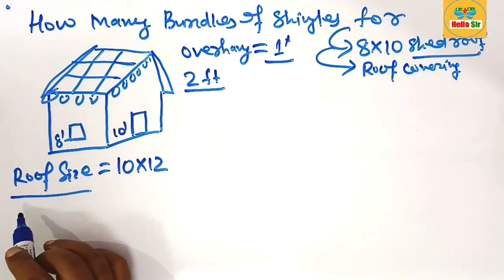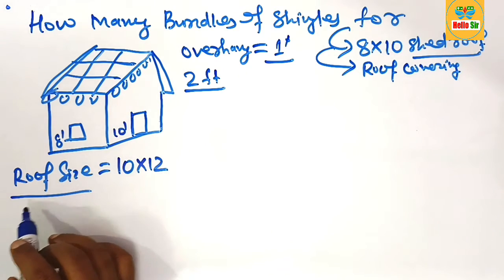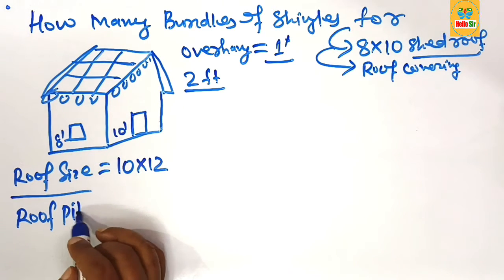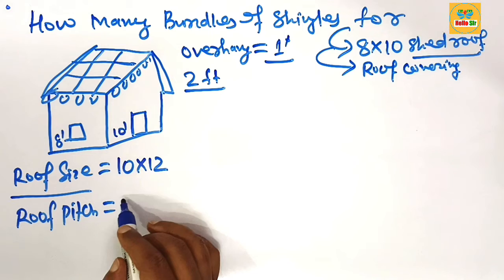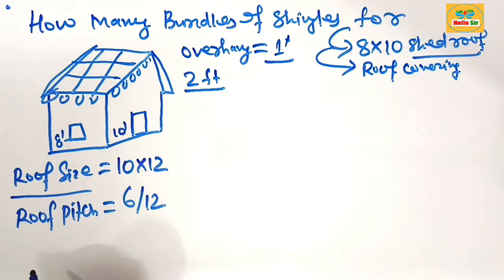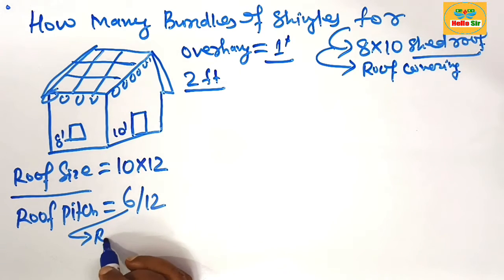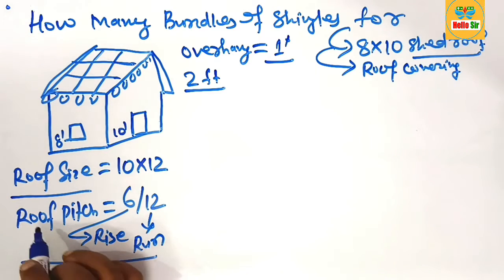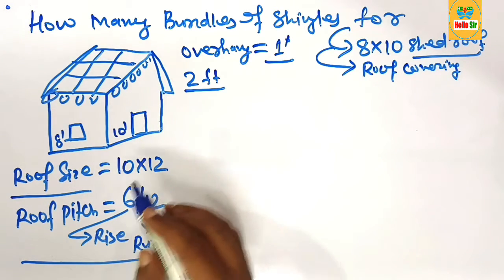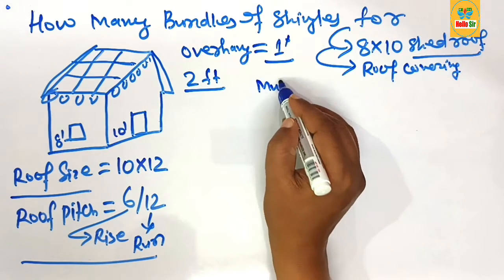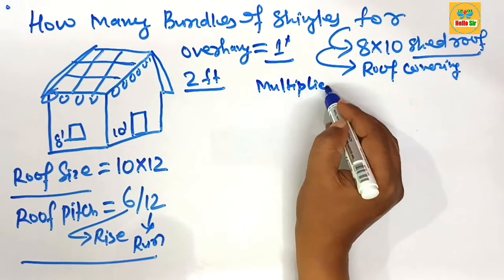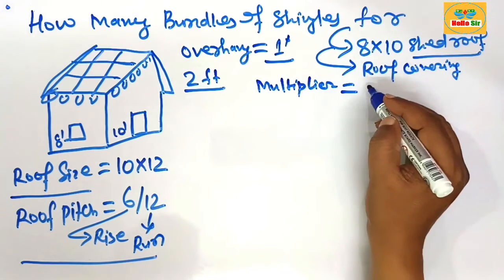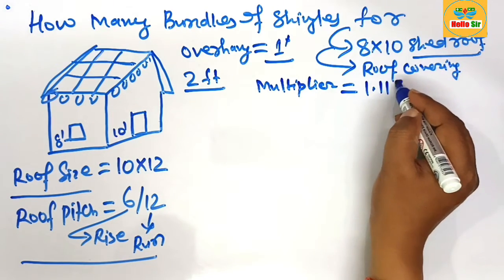And another factor, the total square footage area of the roof size depends on the roof pitch. What will be the roof pitch or slope of the roof? Suppose that will be 6 by 12 inches. This one is the rise and that will be the run. For the roof pitch 6 by 12, you should use one thing that is known as a multiplier. You have to multiply by it. For the roof pitch 6 by 12, the multiplier is 1.118.